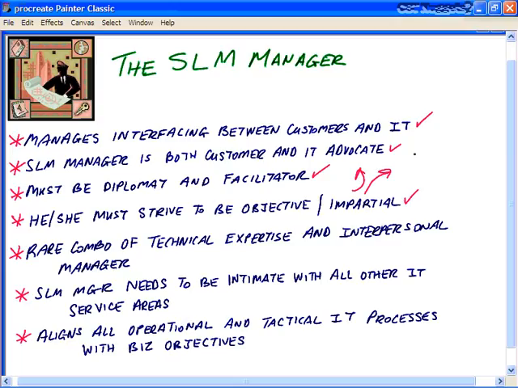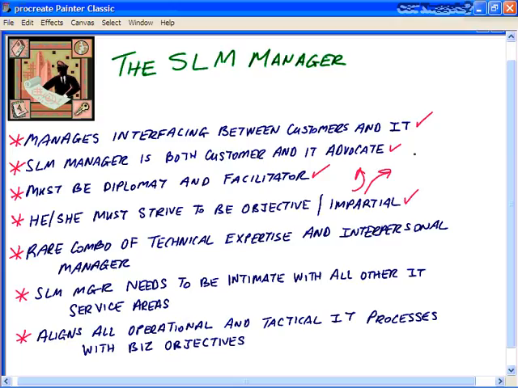So the manager needs this rare combination of technical expertise, both deep and broad, also having their finger on the pulse of the future technologies that are coming down the pike, future solutions. They also need to understand the business and where the business is going. They also need to have great interpersonal skills between all the parties.